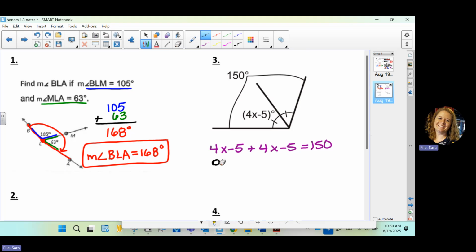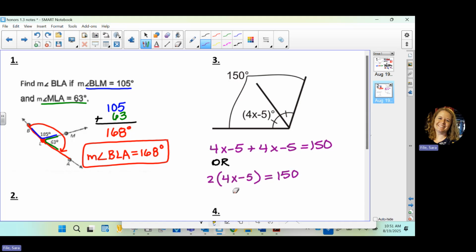Does anybody know another way I could set it up to start? Go ahead. Okay, so I'm going to take it back one step from where you were, but yes, you can take that 4x minus 5, and instead of adding it to itself, that's the same as multiplying by 2, right? So if you wanted to start it out like this, you could start it out like that. And then from there, you could even go two routes.